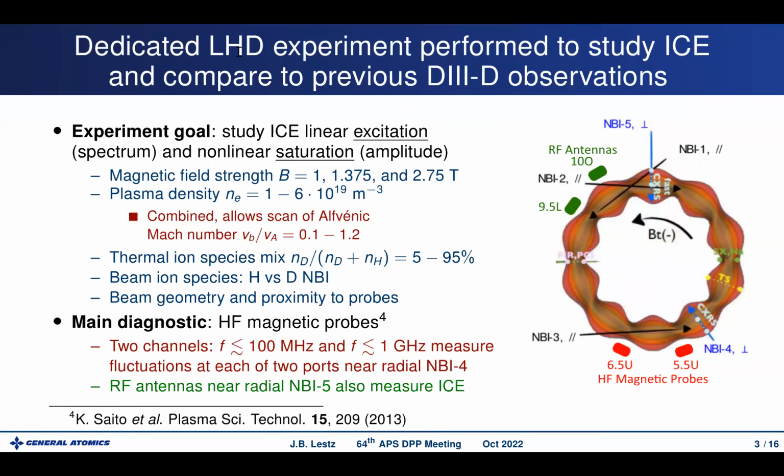So we performed this dedicated experiment on LHD to study the linear and nonlinear properties of ICE and how they depend on all these different plasma parameters. Here's a schematic of the LHD Stellarator. You see there are tangential beams, and there are also perpendicular beams. These are the ones which drive ICE most strongly. And then there are high-frequency magnetic probes and RF antennas which can detect ICE. And since they're at different locations in the plasma, they can tell us something about where ICE exists in the device.